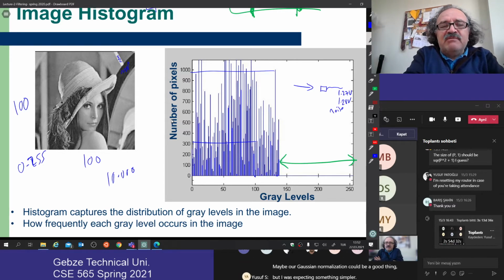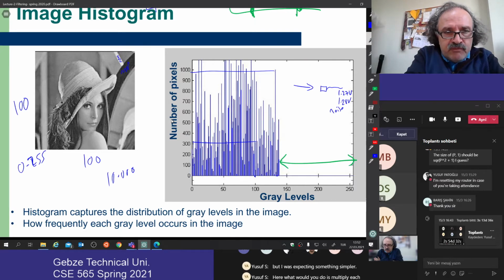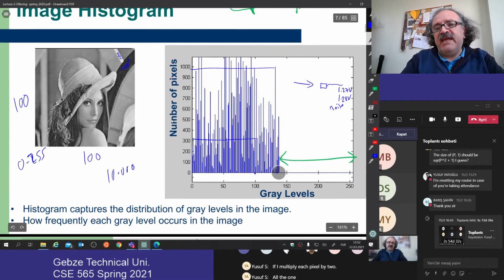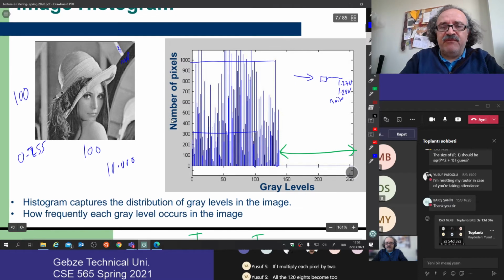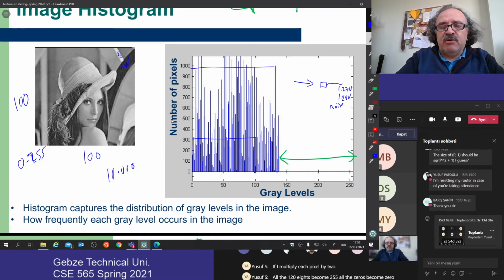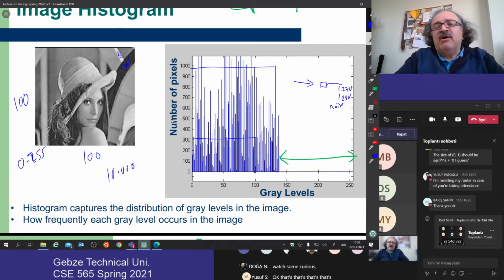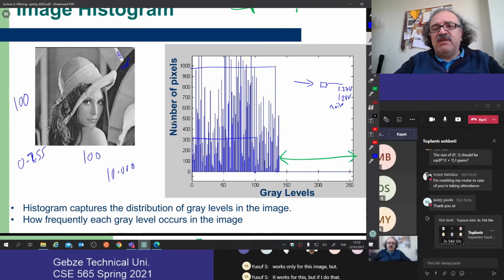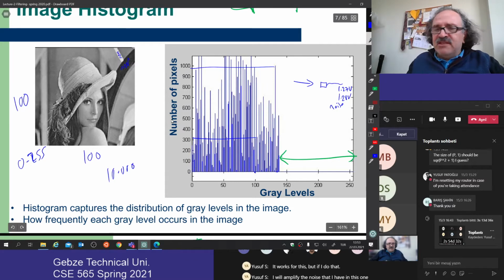Here, what you would do is multiply each pixel by 2. If I multiply each pixel by 2, all the 128s become 255, all the zeros become 0 again, and all the hundreds become 200, right? Yes, it's much simpler. Obviously it works only for this image, but it works for this. But if I do that, I will amplify the noise that I have in this one. Remember what the noise was?